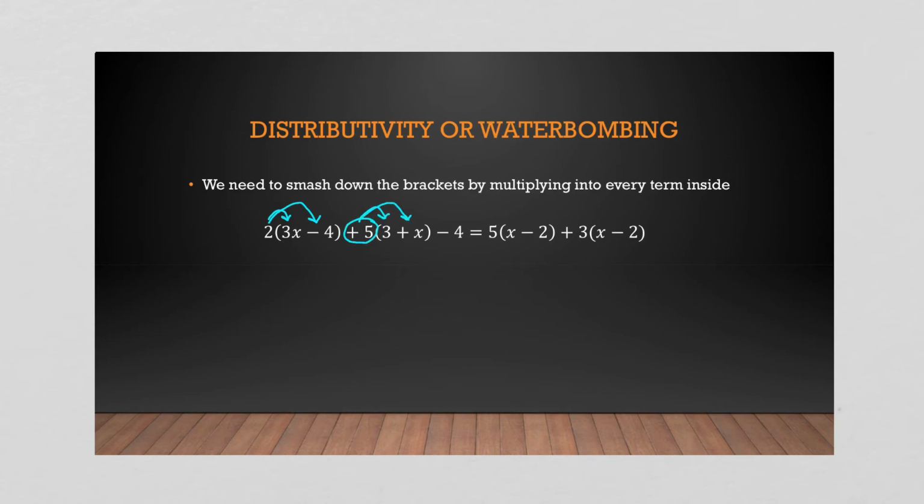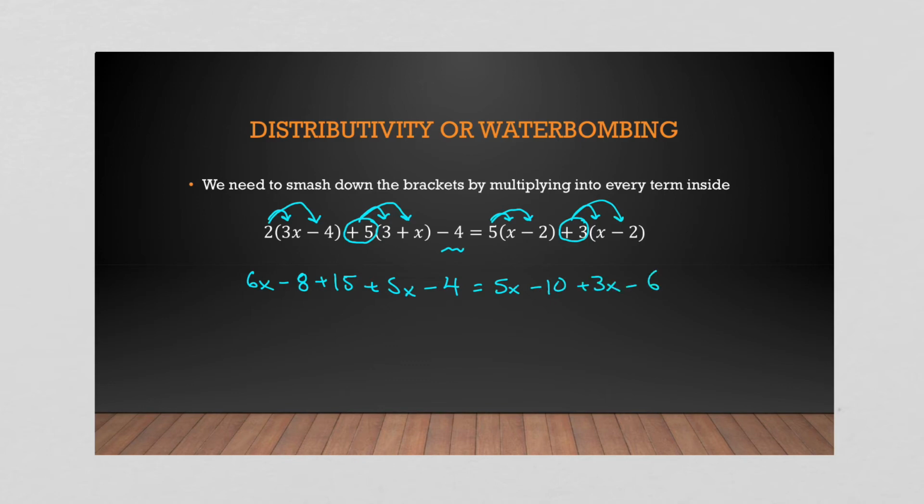Now, nothing happens to this negative 4. Okay, it's just sitting there. Leave it alone. And then this 5 multiplies into there and into there. And then I'm circling the second term so you remember the sign as well. Now, if it's a positive number, it doesn't make a difference. But if it's a negative number, it's going to make a difference. So beware of that. So now we get 6x minus 8 plus 15 plus 5x minus 4 equals 5x minus 10 plus 3x minus 6.